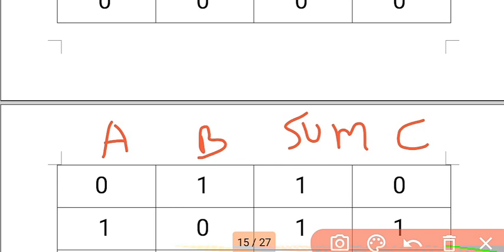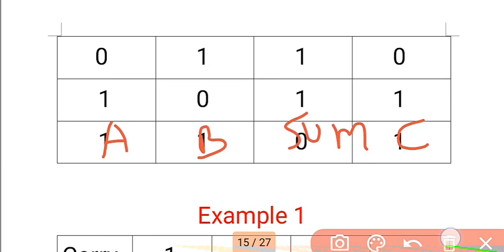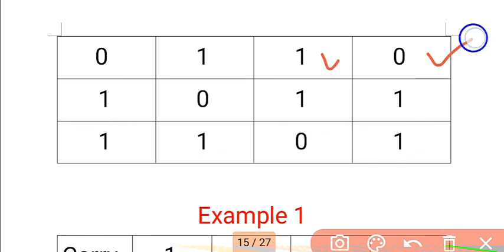If A and B are 0, 1, then sum is 1 and carry is 0. If A and B are 1, 0, that means 1 plus 0, sum is 1 and carry is 0. Then if it is 1 plus 1, then sum is 0, carry is 1. So make the correction here, it is 0.